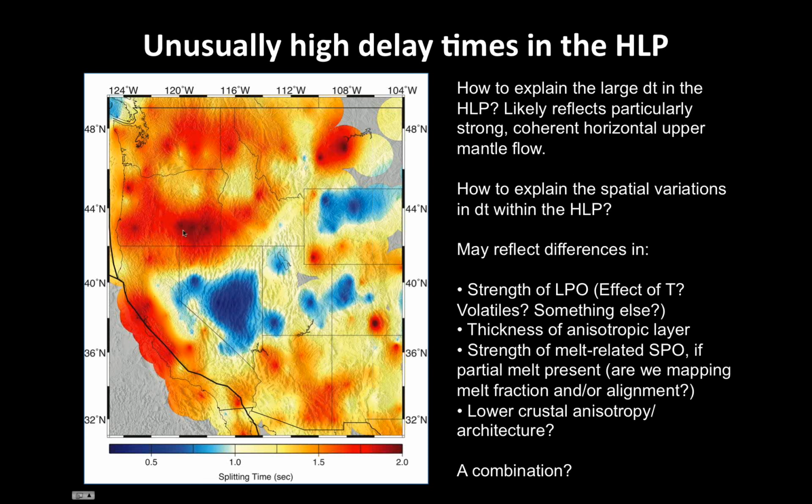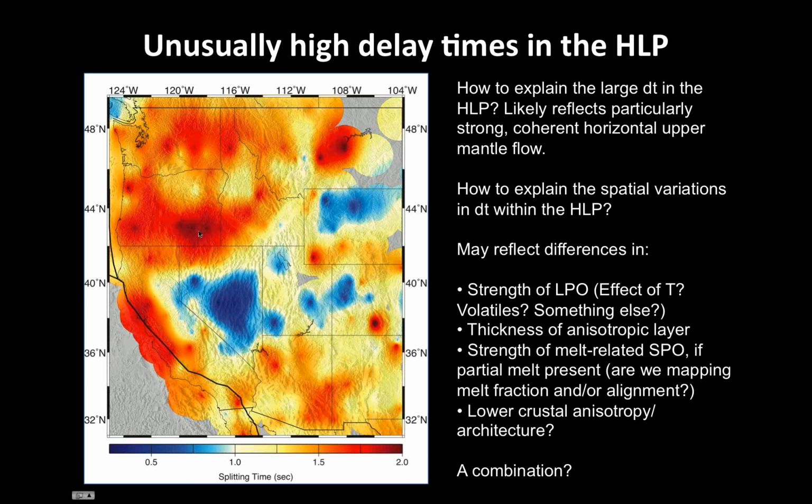So the HLP is really, along with a few other features such as the San Andreas and the so-called Nevada anomaly, one of the features that really jumps out at you when you look at a map of shear wave splitting throughout the western U.S. And so we'd really like to be able to explain why the High Lava Plains have such large delay times. As I've said, it likely does reflect particularly strong and coherent horizontal upper mantle flow.